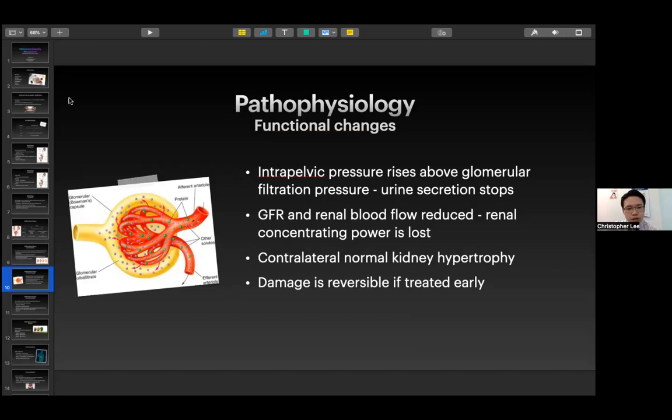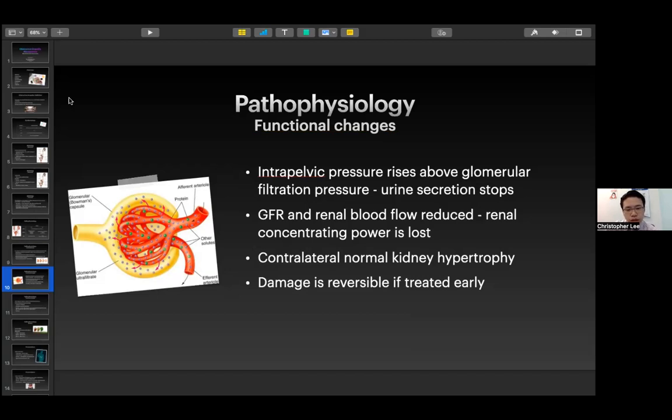Okay, the functional changes that occur within the renal parenchyma are that the intrapelvic pressure rises above the glomerular filtration pressure. Intrapelvic pressure is the pressure inside the pelvic calyceal system. When that pressure rises above the GFR pressure, the urine secretion will stop. And the GFR and renal blood flow will also become reduced. And at this stage, the renal concentrating power is lost.